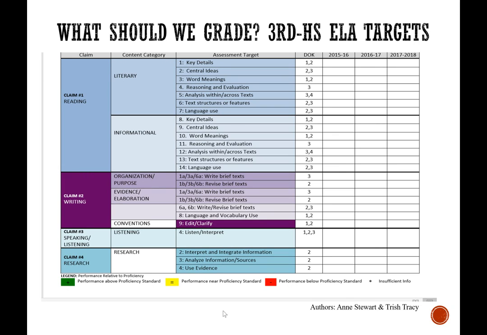Reading for informational text and the research learning targets really implicate other content areas such as social studies and science. Although the reading for informational text is pertinent for each and every content area that requires a student to be able to read any sort of text. So we could pretty much make the argument that reading for informational text belongs to each and every teacher at each and every grade. But the point is, what should we grade? In 3rd grade through high school, these are the learning targets for English language arts.